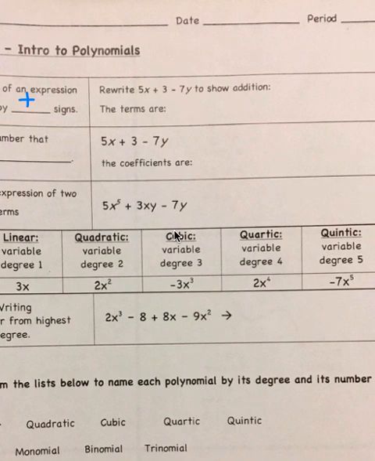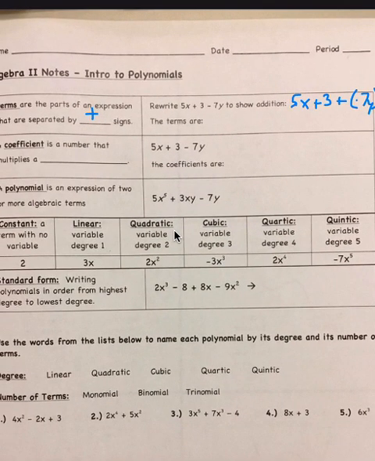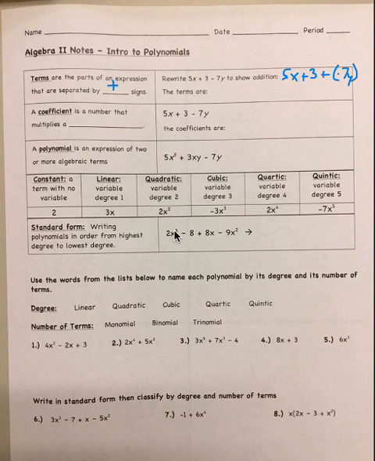So if we were to rewrite 5x plus 3 minus 7y, we would write it as 5x plus 3 plus negative 7y. So that means our terms are 5x, 3, and negative 7y.